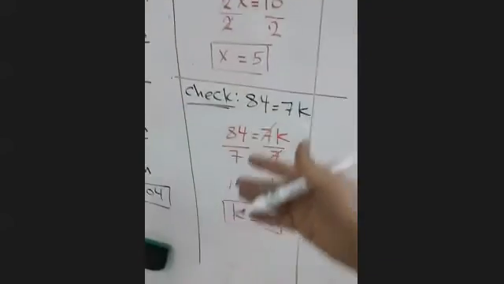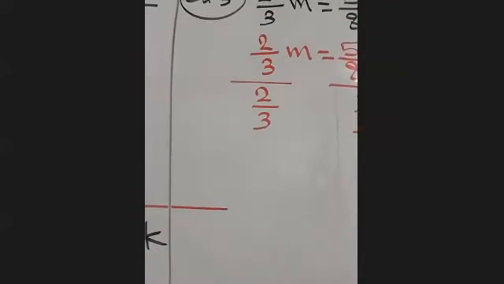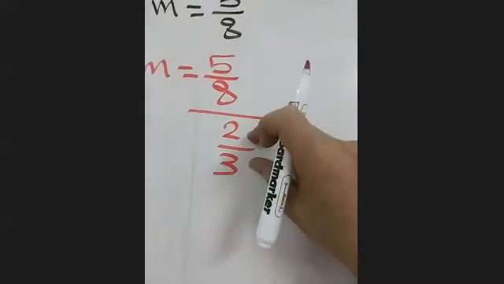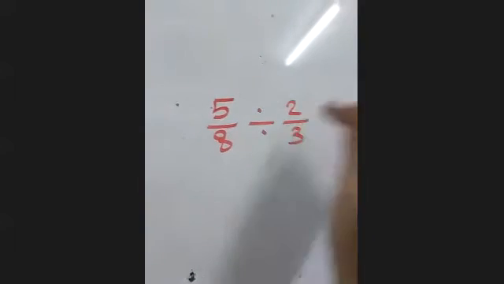As I deal with integers, I will deal with the fractions, the same idea. Now what will I do, Omar? 2 over 3 and 2 over 3, they are gone. It's 1 multiplied by m. M and equals. Beside it, I will take 5 over 8 divided by 2 over 3 normally.